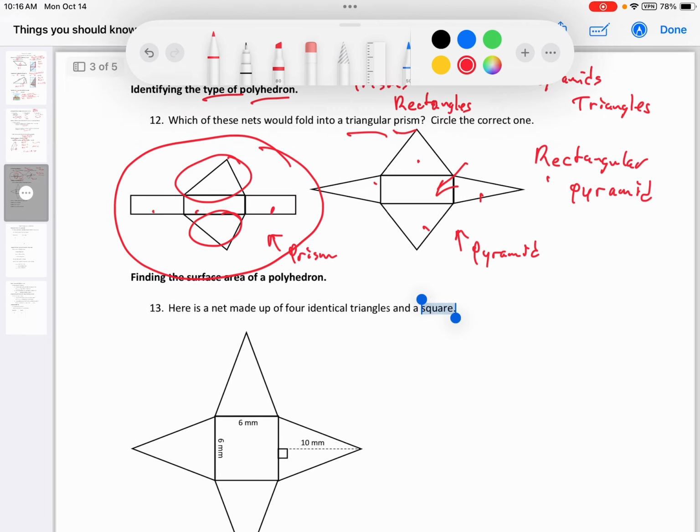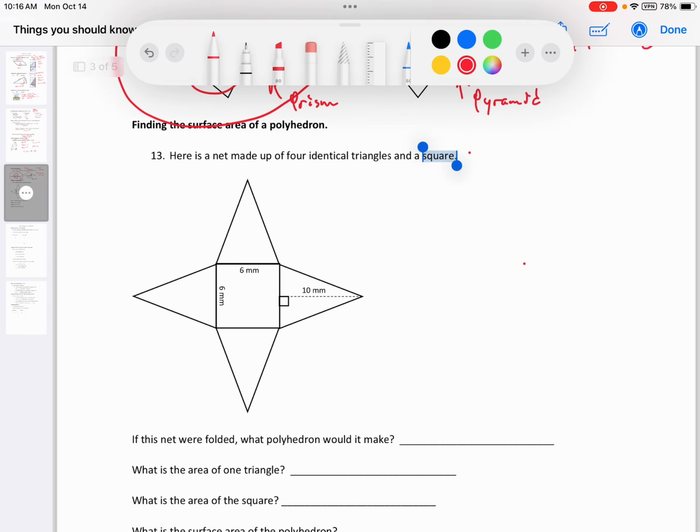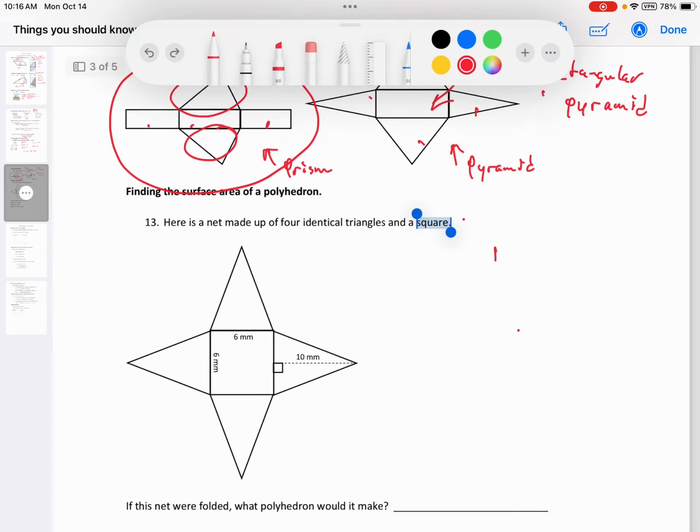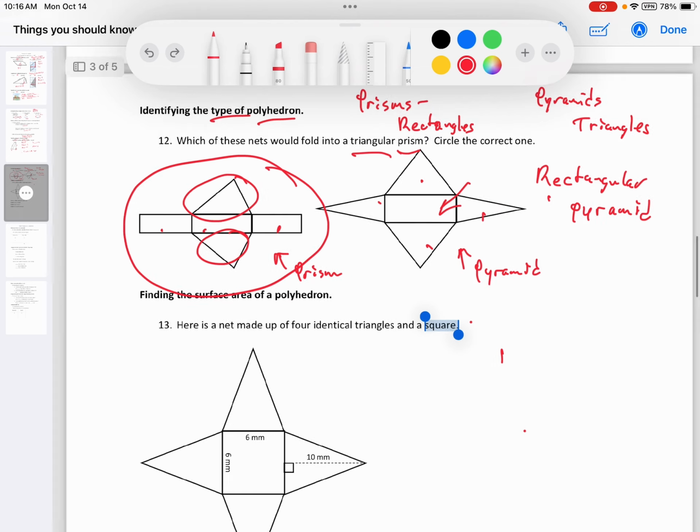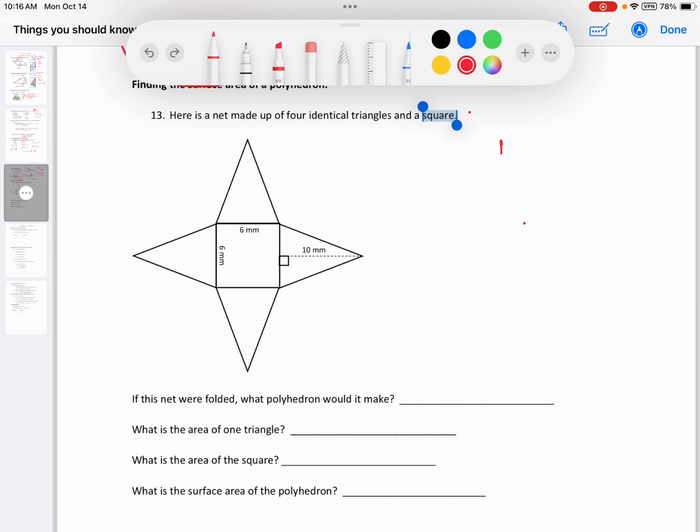Okay, so find the surface area of this polyhedron. Here's a net made up of 4 identical triangles and a square. Okay? If the net were folded, what polyhedron? Well, it looks a lot more like this than it does that. Therefore, this will make a square pyramid.